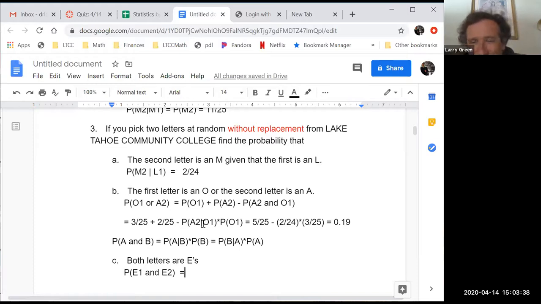It looks like Lizzie fixed herself, which is good. Okay, so let's take a look. What we've got is we can use that formula again. This is the probability of E2 given E1 times the probability of E1.